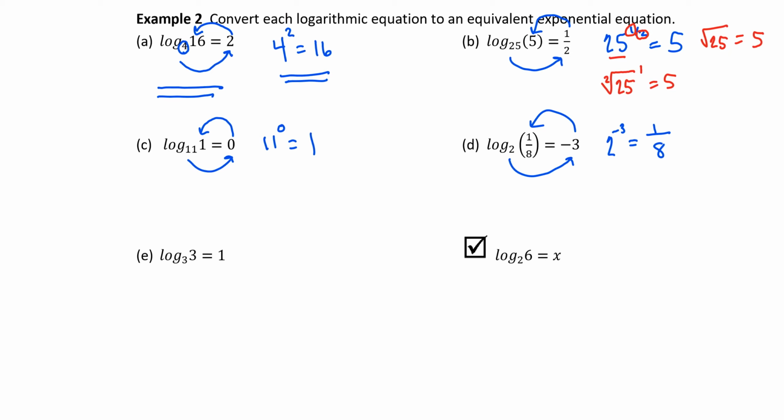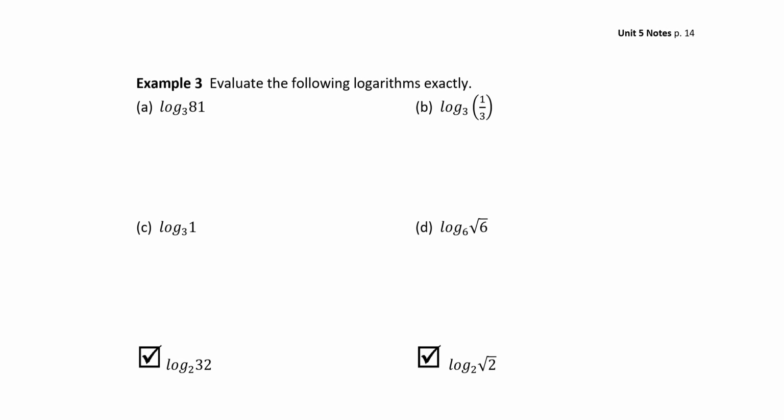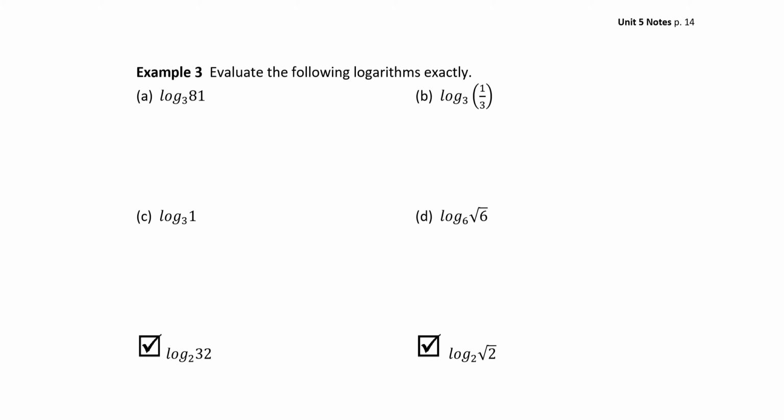The next example, we have base 3, exponent 1 equals 3. And then finally, base 2, exponent x equals 6. So in those examples, we've been converting between logarithmic form and exponential form. One thing to observe is that when we look at the logarithm on the left side, it's equal to the exponent. So in the next example, we are going to evaluate logarithms. That means we're going to be finding an exponent.